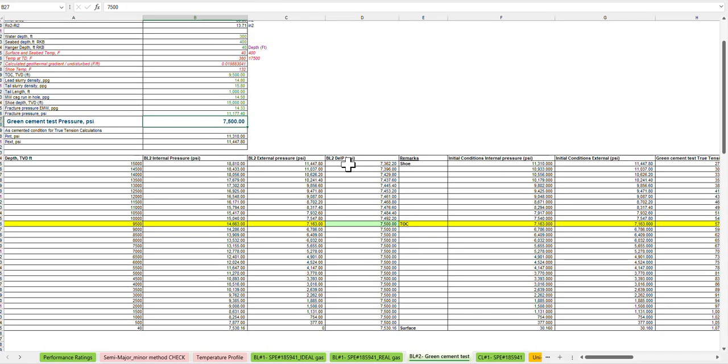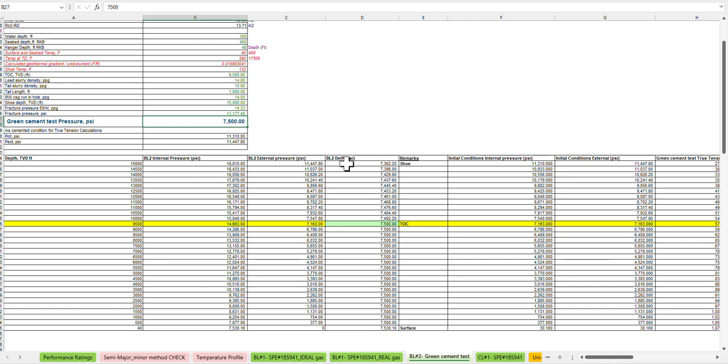So this is basically you bump the plug with about 500 psi over the last circulation pressure, let's say, and then you take the pressure up to your green cement pressure test value. And then in this case there is no ballooning force involved because everything is green.